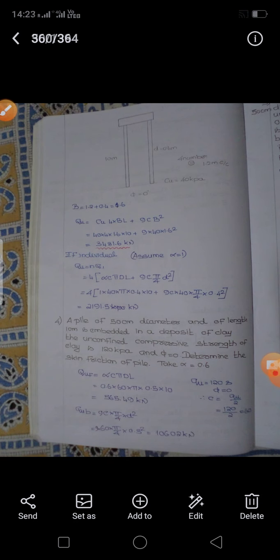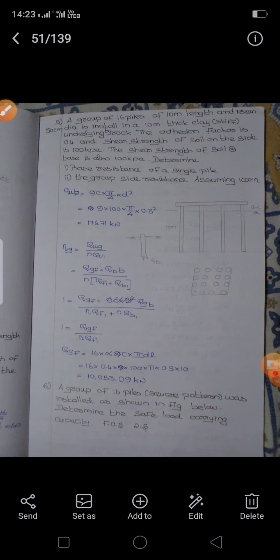what the question asked is, determine the skin friction of the pile. The skin friction of the pile will be 565.49 kilonewton.